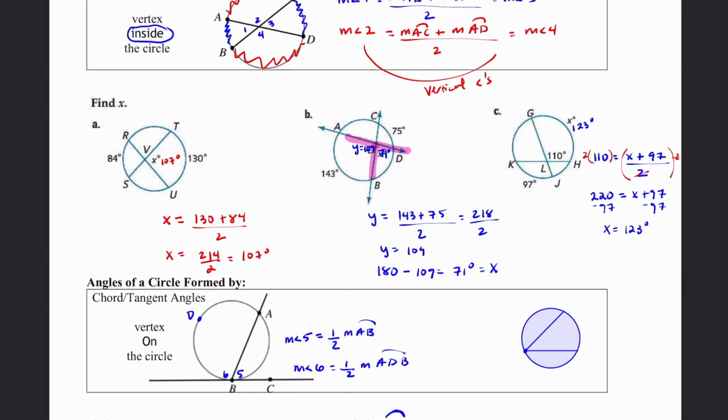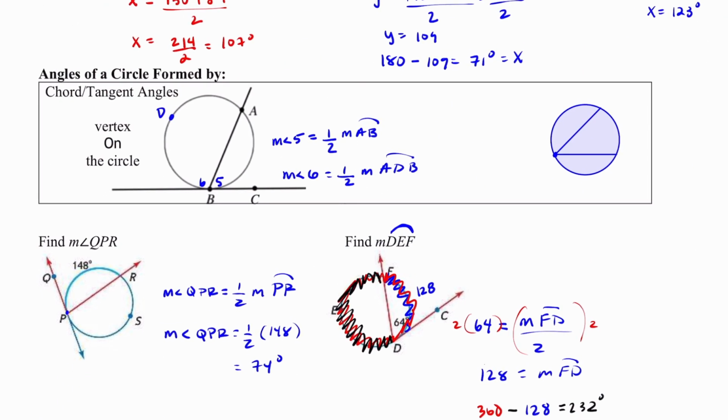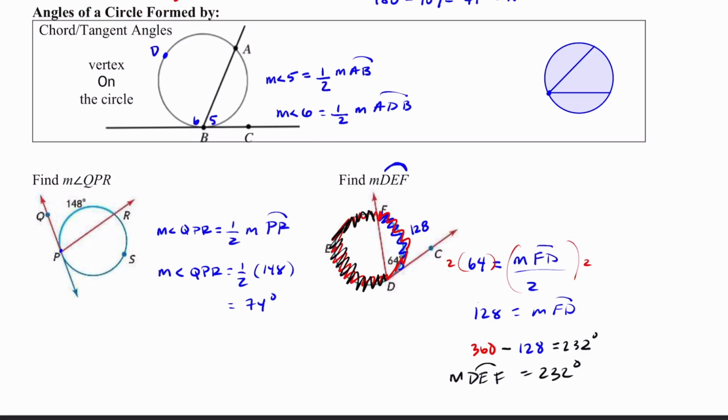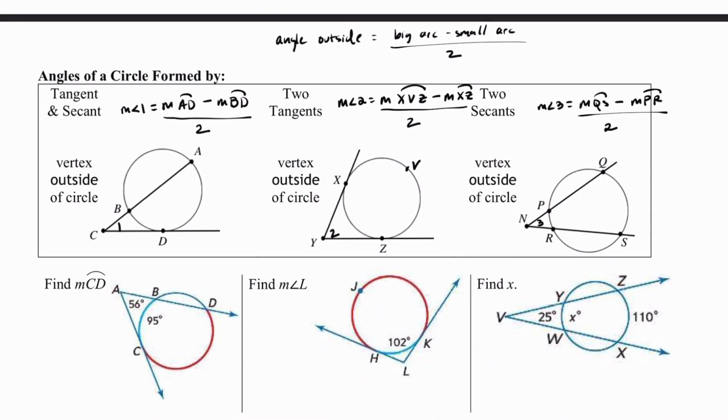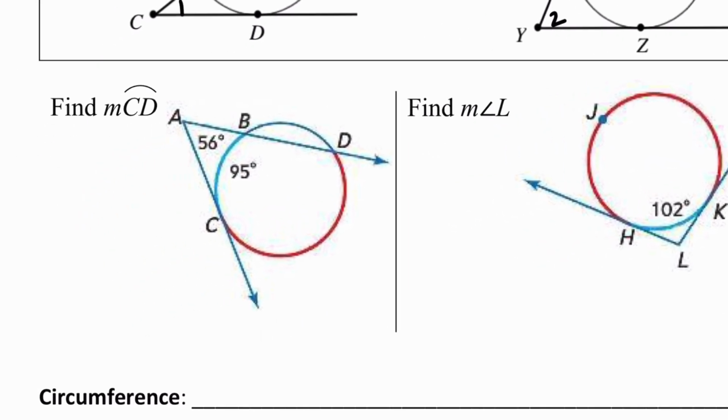So what have we been dealing with? We have the vertex inside of the circle, where I do the adjacent arcs all over 2. And then we have the vertex on the circle, basically inscribed angles. All you have to do is take the intercepted arc and divide by 2 for this one. And now we are dealing with big arc minus small arc all over 2, where the vertex is outside of the circle. Let's look at this example together.